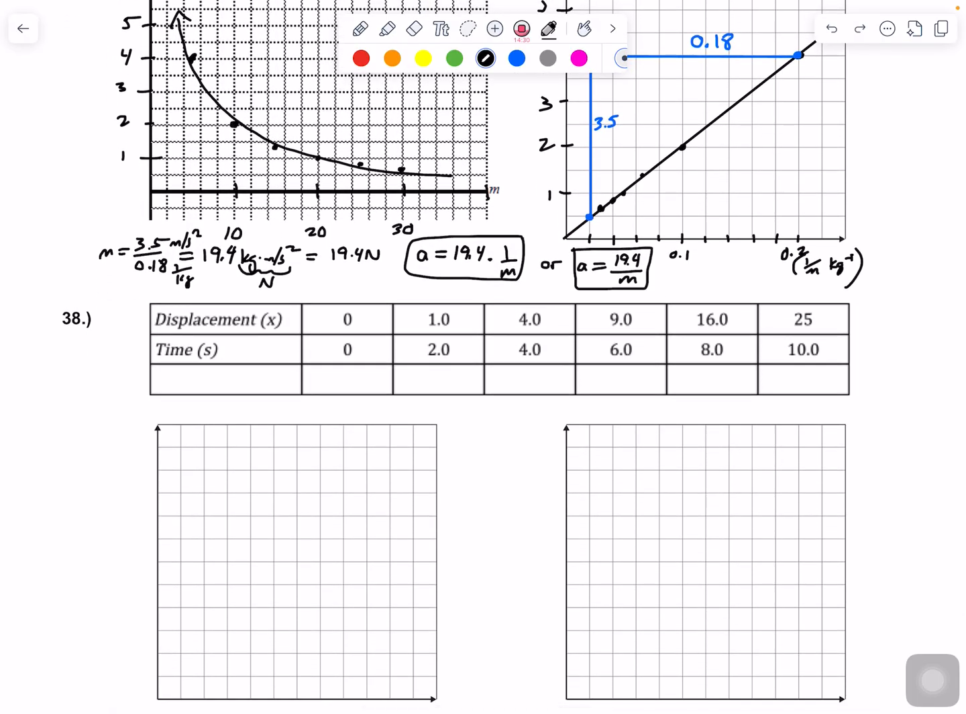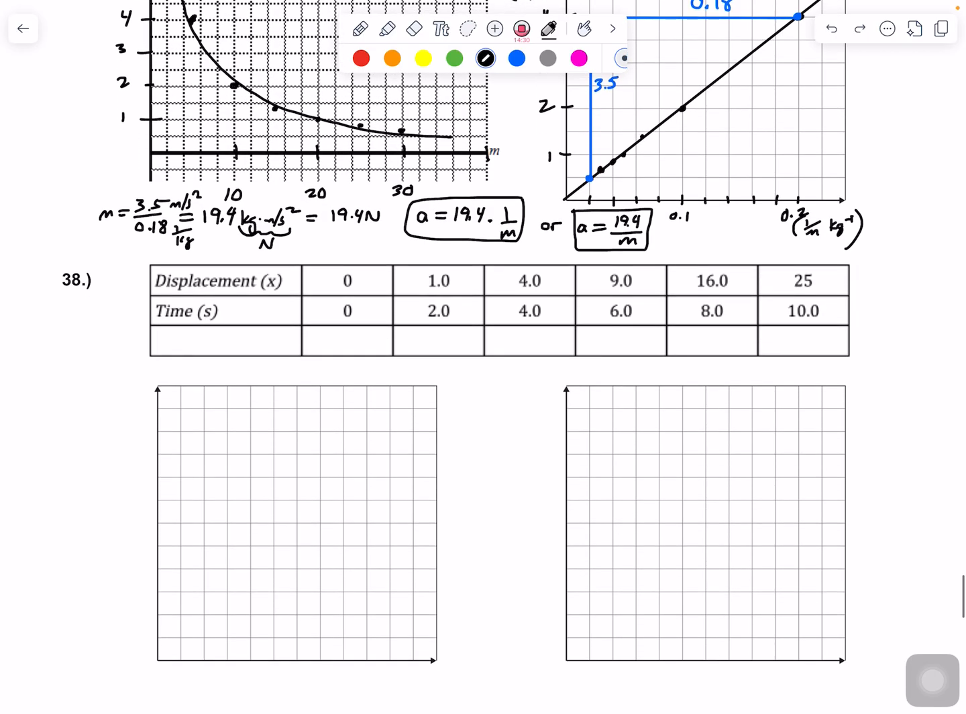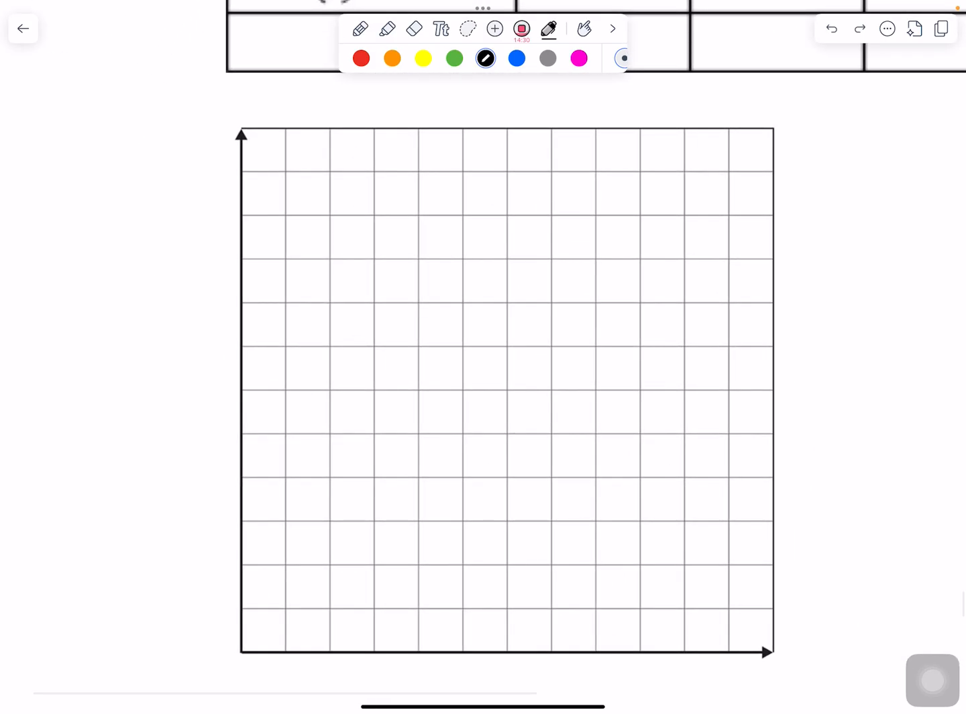All right, in our final question, we're going to plot displacement versus time. We're going to plot displacement on the y-axis and time on the x-axis. Both are starting at 0, 0. That's convenient. My y-axis data goes up to 25. So let's figure this out.